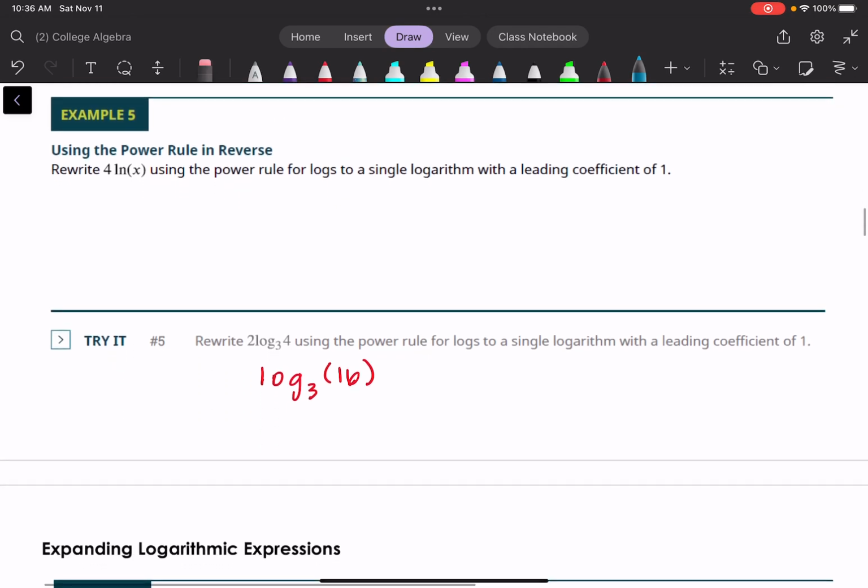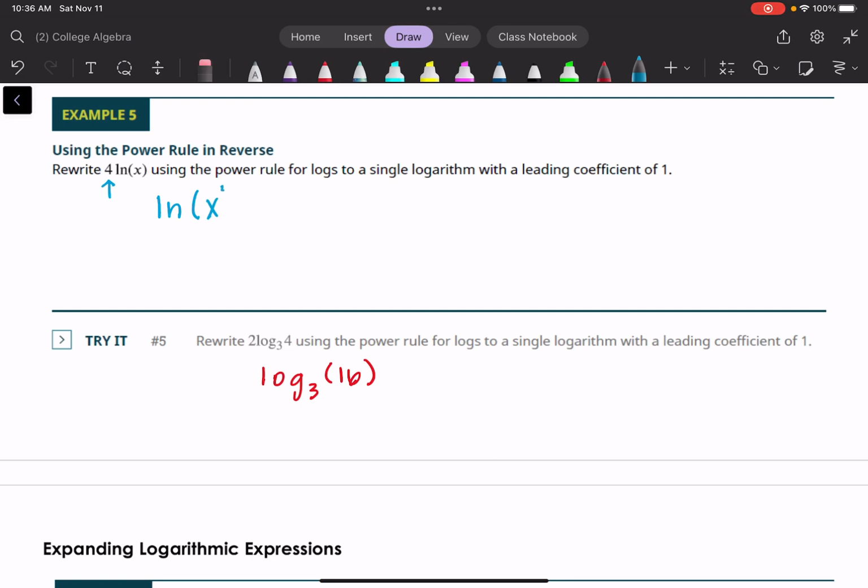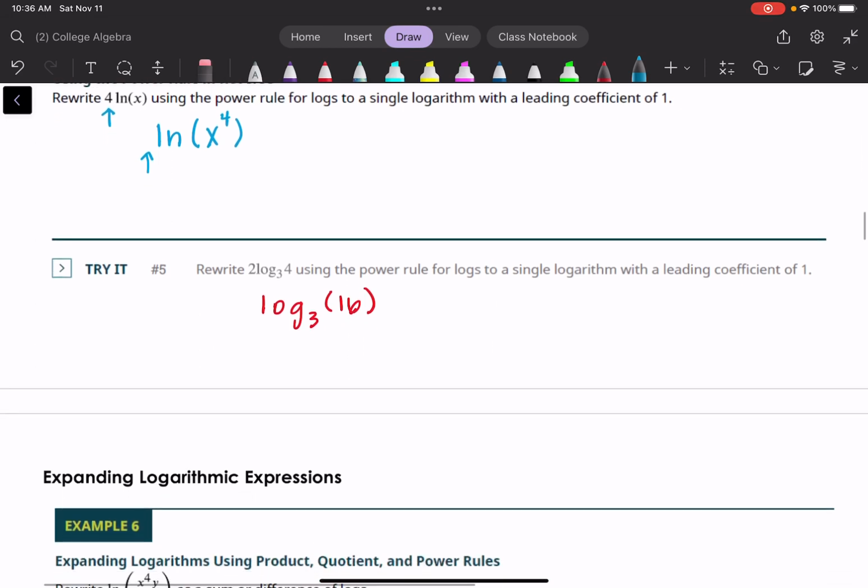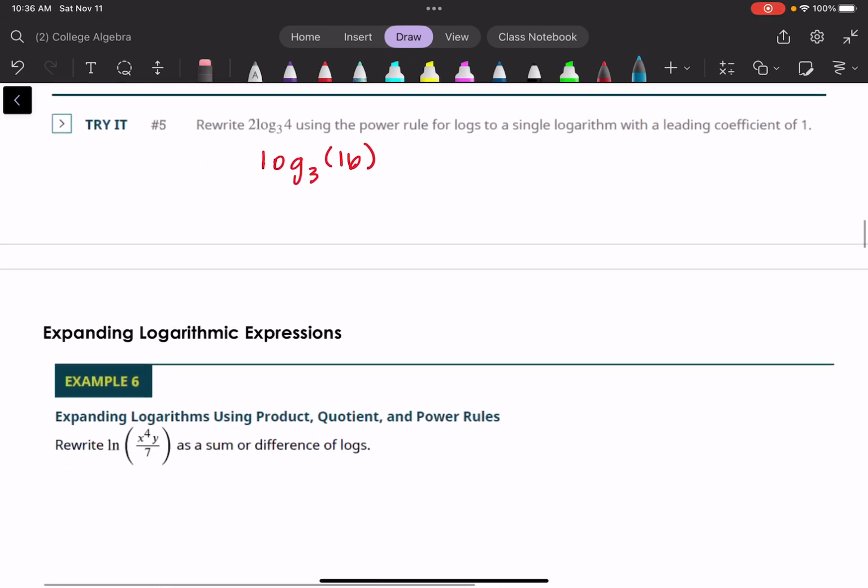Okay, example number 5, rewrite this using the power rule into a single logarithm with a leading coefficient of 1. That means this can't be a 4, it's got to be a 1. And we can use that in reverse, so this would actually just become the natural log of x to the 4th power. And see, now we have the leading coefficient of 1 like they asked. So if you want to try number 5 and see if you can get this result, pause the video.